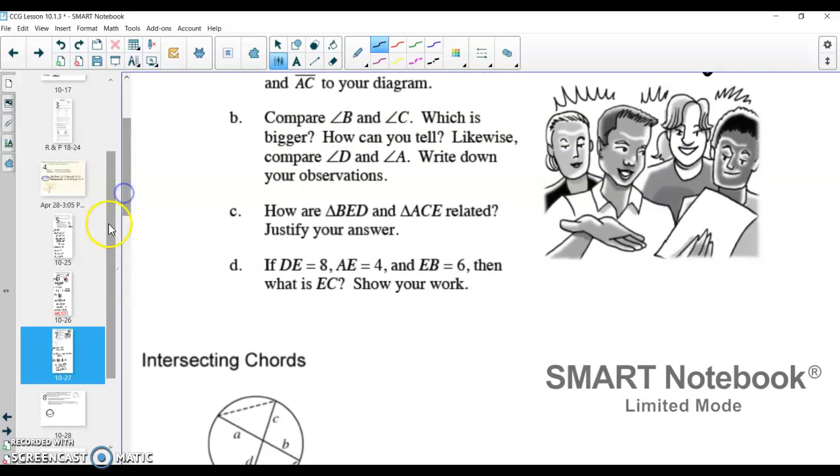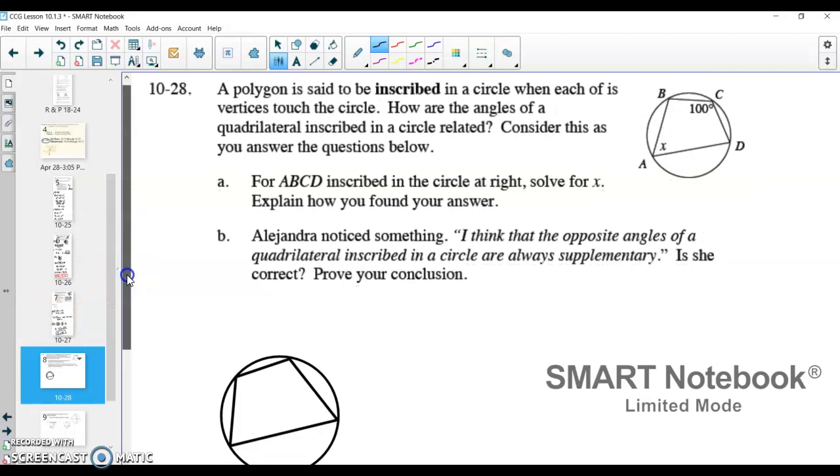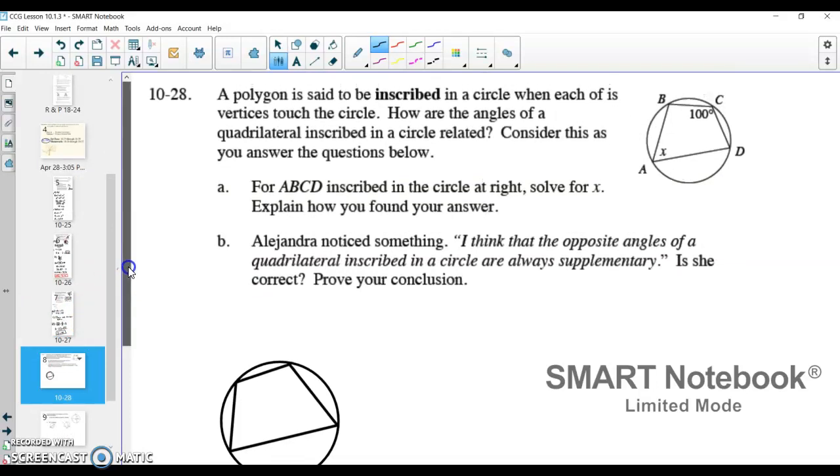All right, last one we'll move on to, one that I think is really interesting. I have 5 minutes to finish it up. We'll see how long it takes to do.